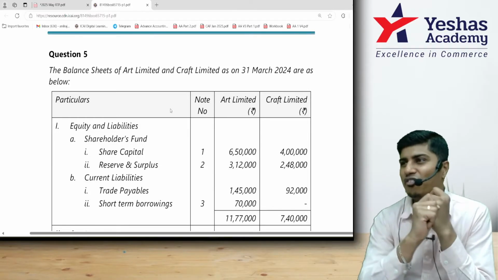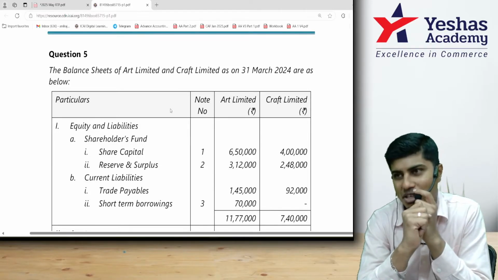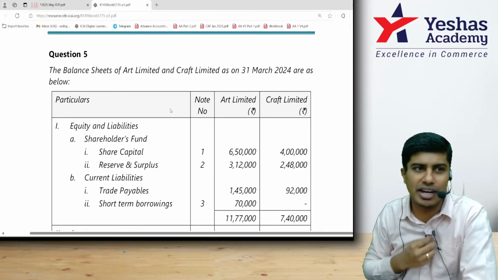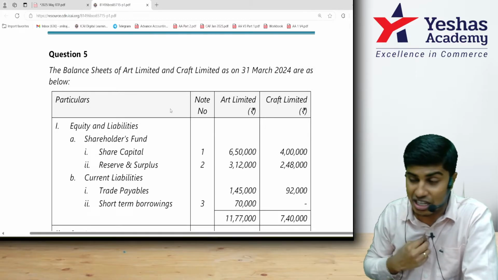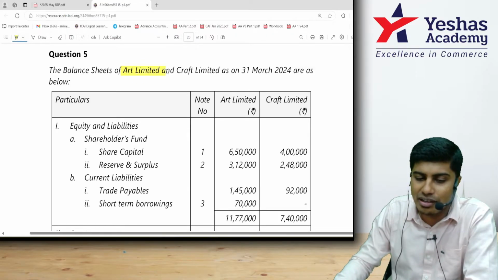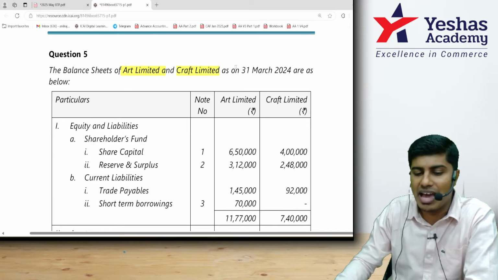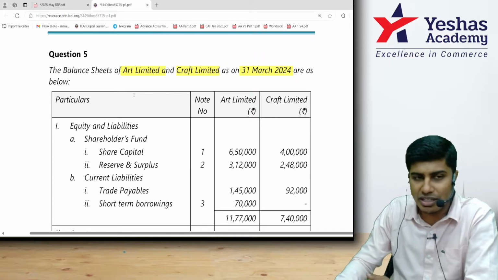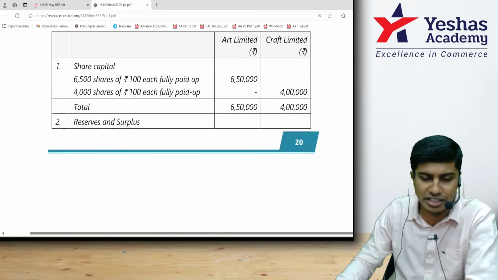Let's solve question number 5 from our May 2024 examination. This question is on Accounting Standard 21, Consolidated Financial Statements. Shall we begin? The balance sheet of Art Limited and Craft Limited as on 31st of March 2024 is as follows. Don't waste time on reading the balance sheet, quickly come to adjustments.